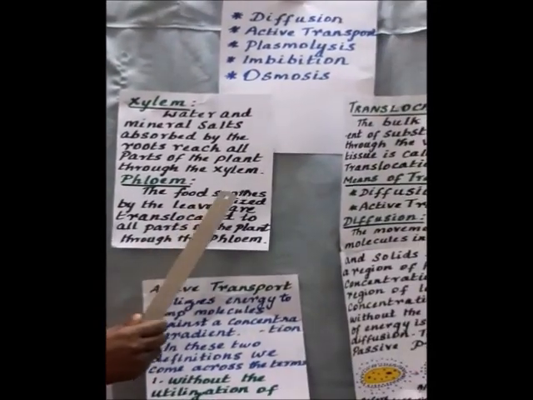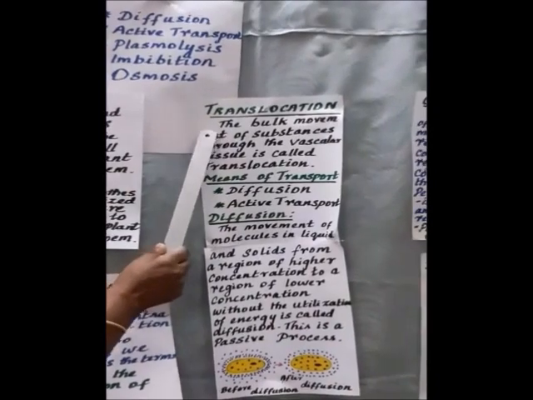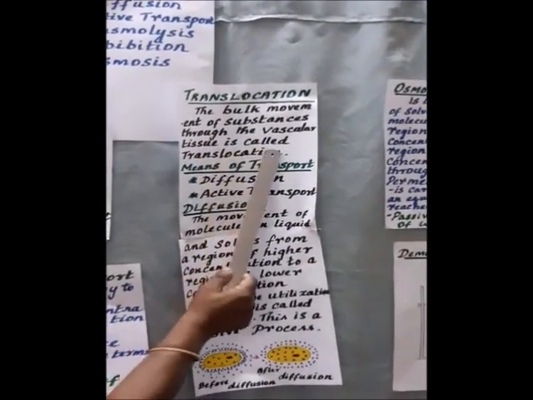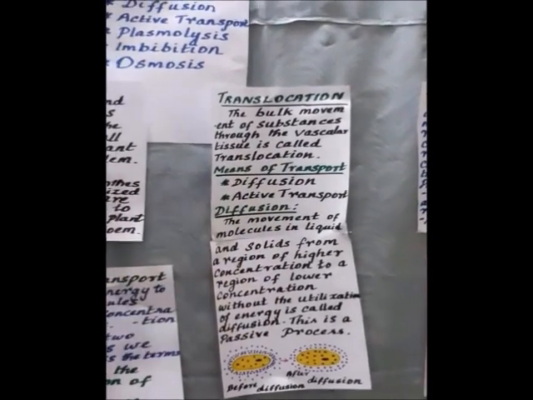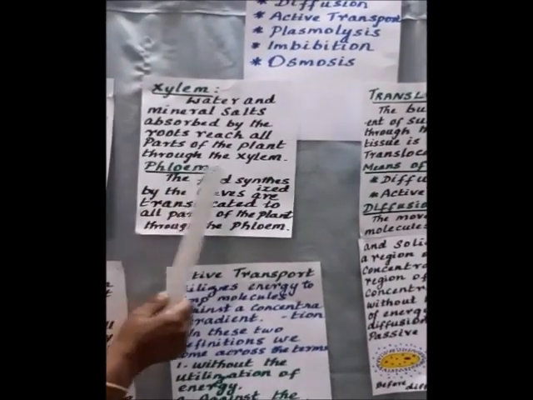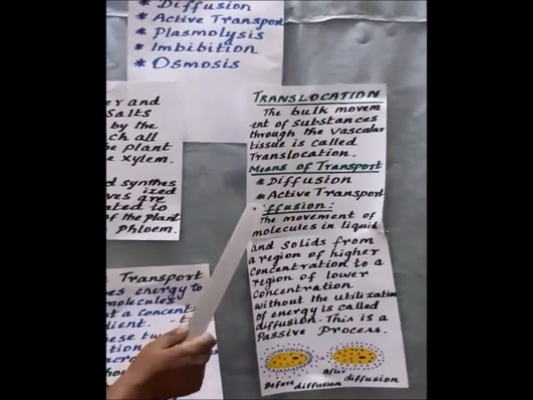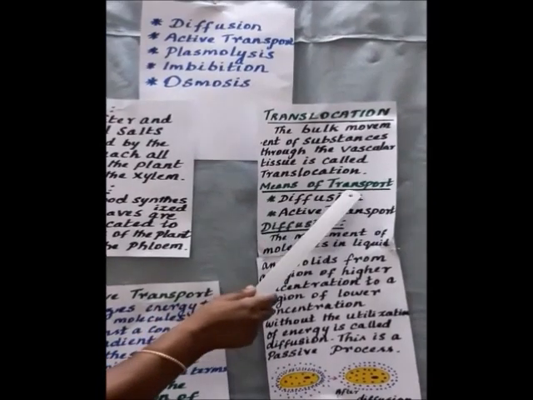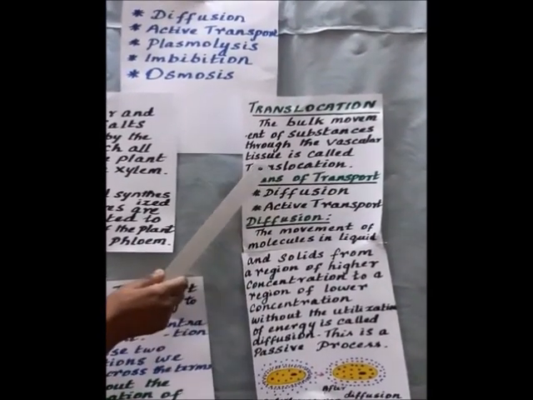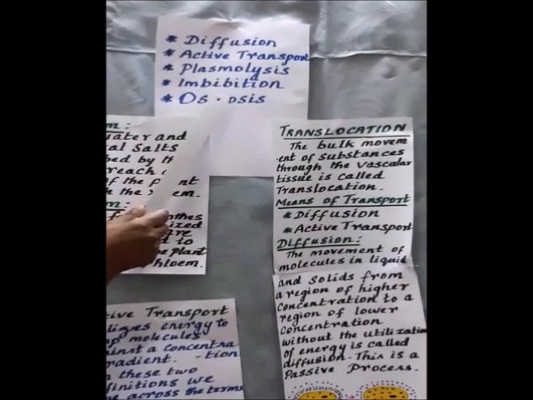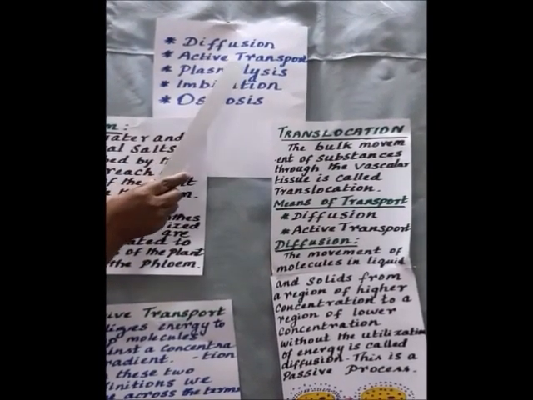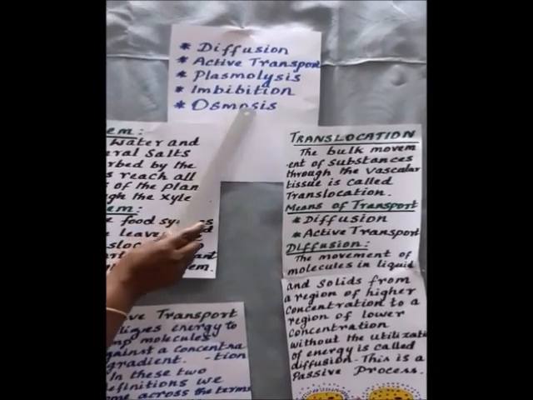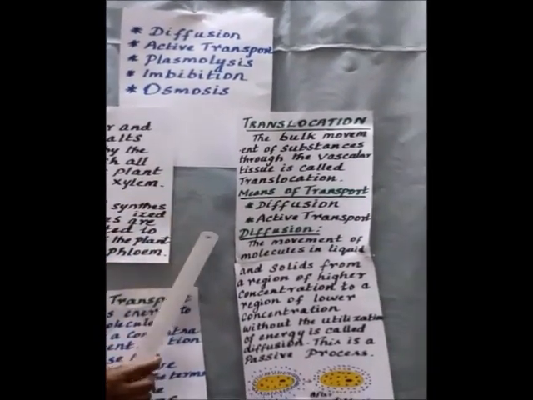And what do you mean by translocation? The bulk movement of substances through the vascular tissue is called translocation. In this lesson we are going to learn about various means of transport in plants. These are the various transports: diffusion, active transport, plasmolysis, imbibition and osmosis. Let us see them one by one.